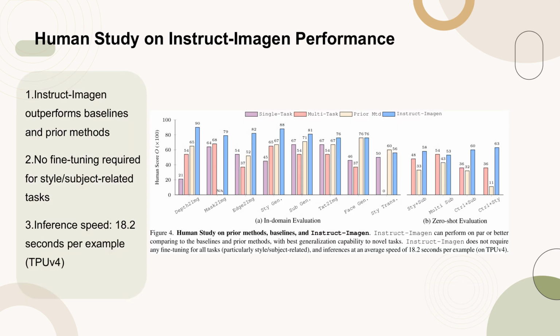Figure 4 presents the results of a human study comparing Instruct-Imagen with prior methods and baseline systems. The study reveals that Instruct-Imagen performs on par or better than the baselines and prior methods, demonstrating superior generalization capability to novel tasks. Notably, Instruct-Imagen does not require any fine-tuning for tasks related to style or subject, and it achieves an average inference speed of 18.2 seconds per example when running on TPU v4.